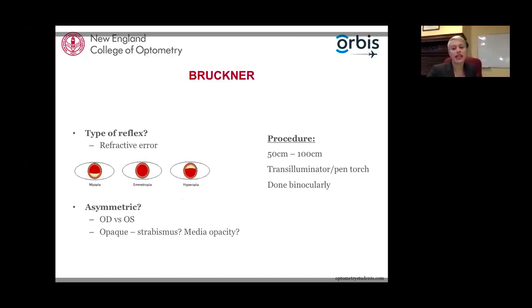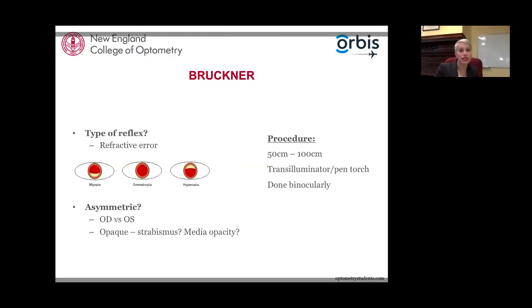So we have Bruckner here. This is a procedure done with your direct ophthalmoscope. You hold it at about 50 centimeters to a meter. Sorry, it says transilluminator; that should say direct ophthalmoscope. And it's done binocularly. So you're a meter away, you dial in your +1 into your direct ophthalmoscope, you look through the hole to observe, and you're going to observe the patient's red reflex.